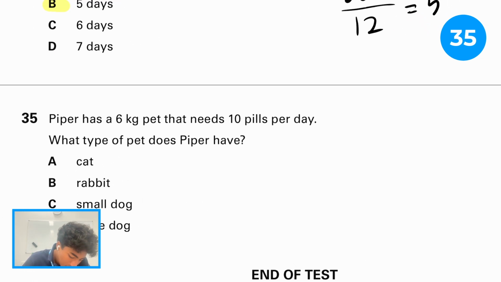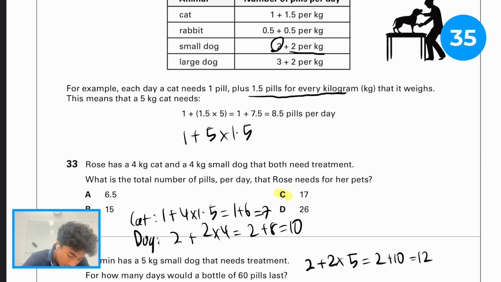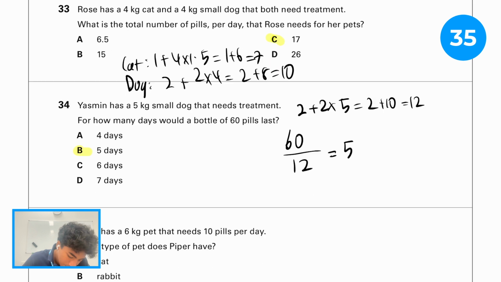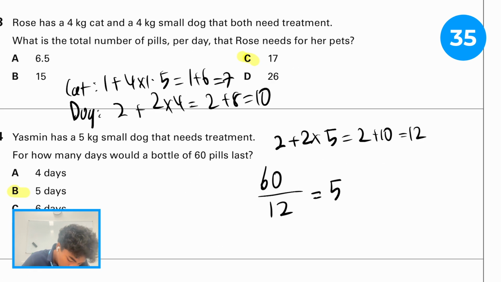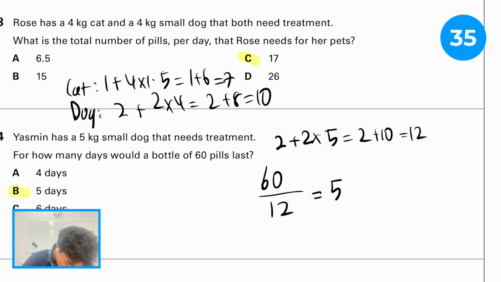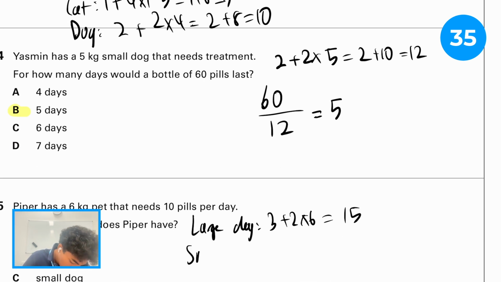Piper has a 6 kilo pet that needs 10 pills per day, right? So let's think, if the pet is 6 kilos, can it be a large dog? A 6 kilo large dog will need 3 plus 2 times 6. So 15 pills per day, right? Because you have to add 3 and then there are 2 pills per kilo. So we now know since a large dog needs 15 pills, but Piper's mystery pet needs 10, it can't be a large dog.